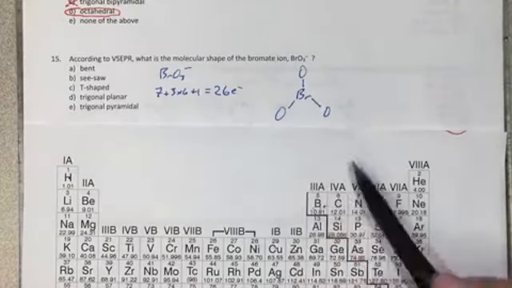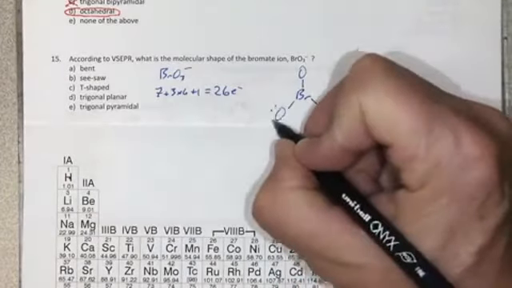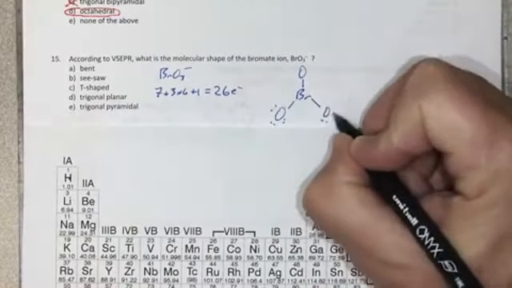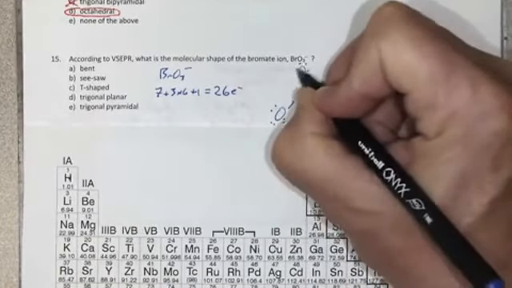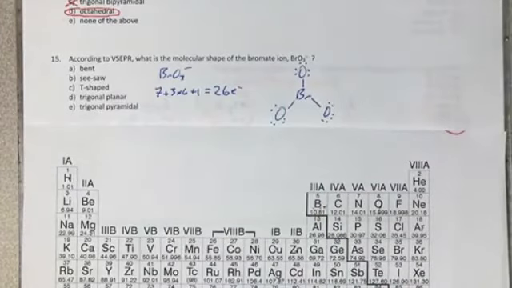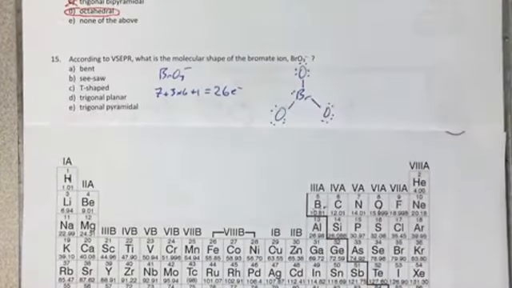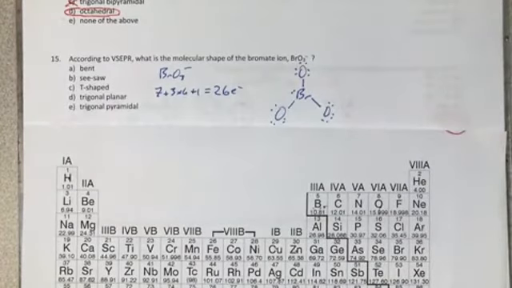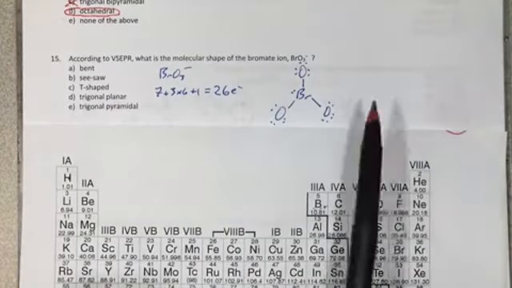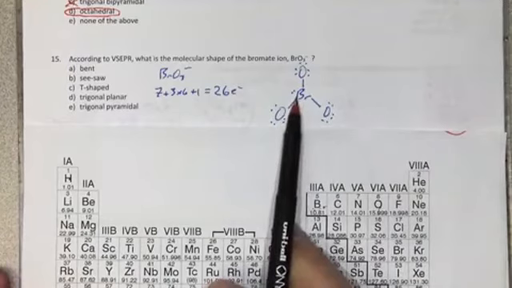First connect the atoms and then complete the octets on outer atoms. 8, 10, 12, 14, 16, 18, 20, 22, 24 electrons. And then you have to put the leftovers on the central atom, 26. So there are 26 electrons. So you draw the Lewis structure correctly, and notice there's a lone pair of electrons on bromine.